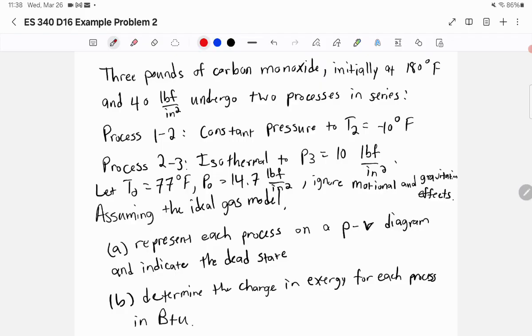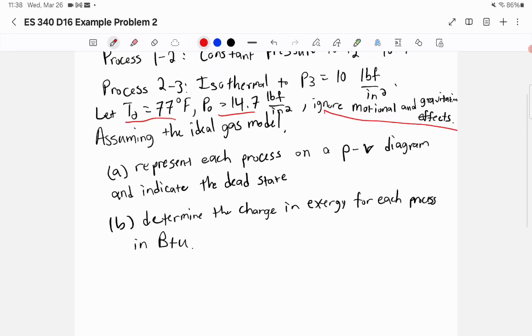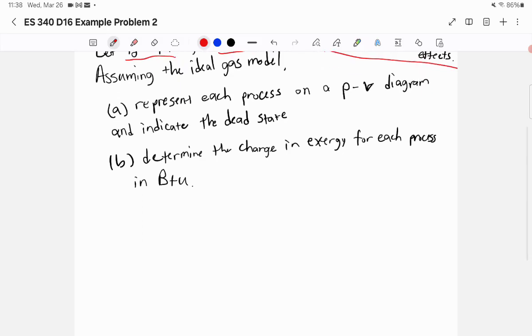Then we're going to let T0, this is the environment, right? T0 be 77 degrees Fahrenheit, and P0 be 14.7 pound-force per inch squared. And we're going to ignore motional and gravitational effects, which should immediately tell you kinetic energy and potential energy can be ignored. Okay, so assuming the ideal gas model, A, represent each process on a PV diagram and indicate the dead state, and B, determine the change in exergy for each process in BTU.